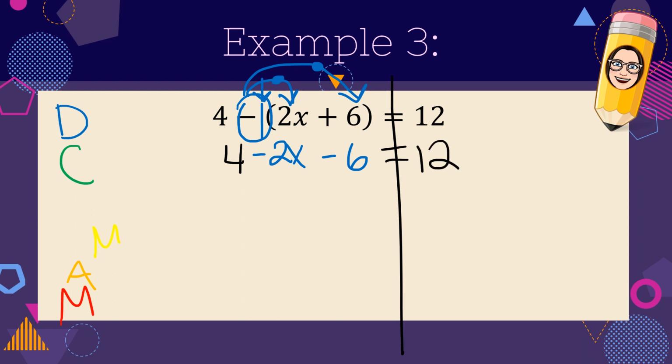Step 2, combine. Look at that left side. There's 3 things. I can't have 3 things. I need to shorten it up. So I have these 2 things.